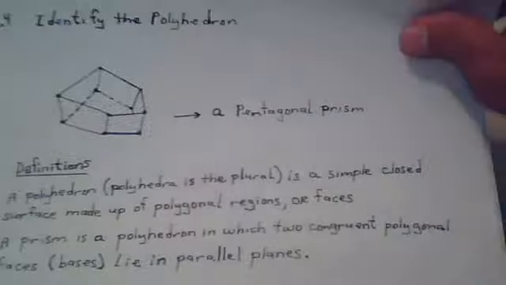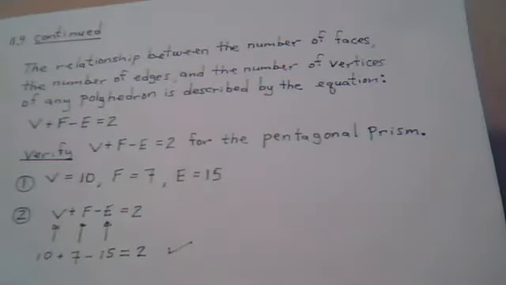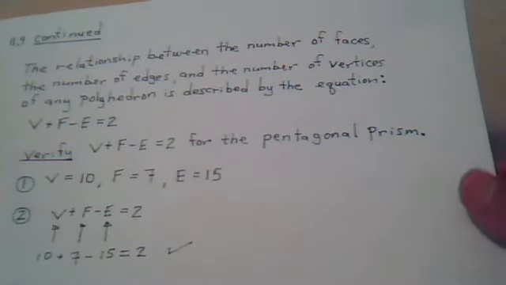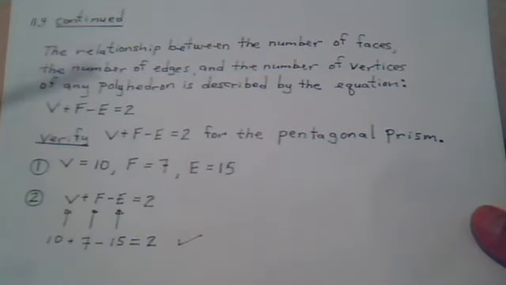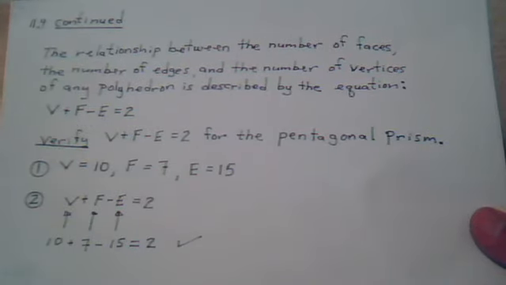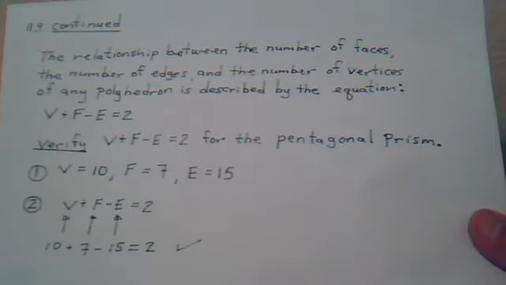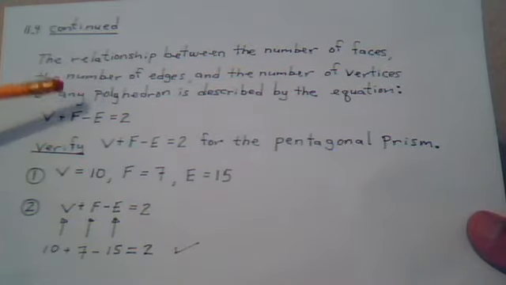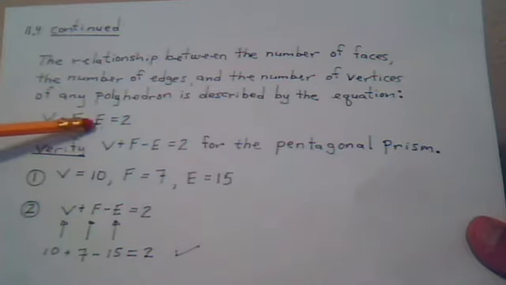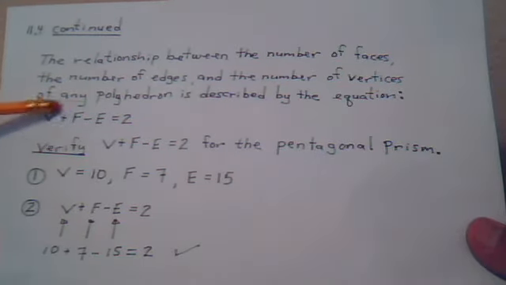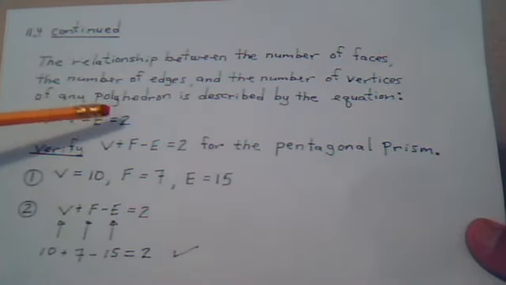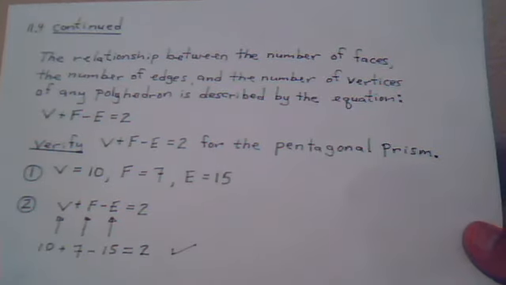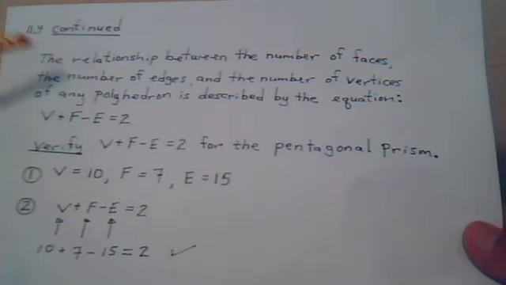Now let's go back to our equation. So this equation describes a relationship between the vertices, the faces, and the edges. It turns out that each time you plug in the number of vertices, the number of faces, and the number of edges, and you do this side of the equation, it's always going to give you a 2. So let's verify this equation.